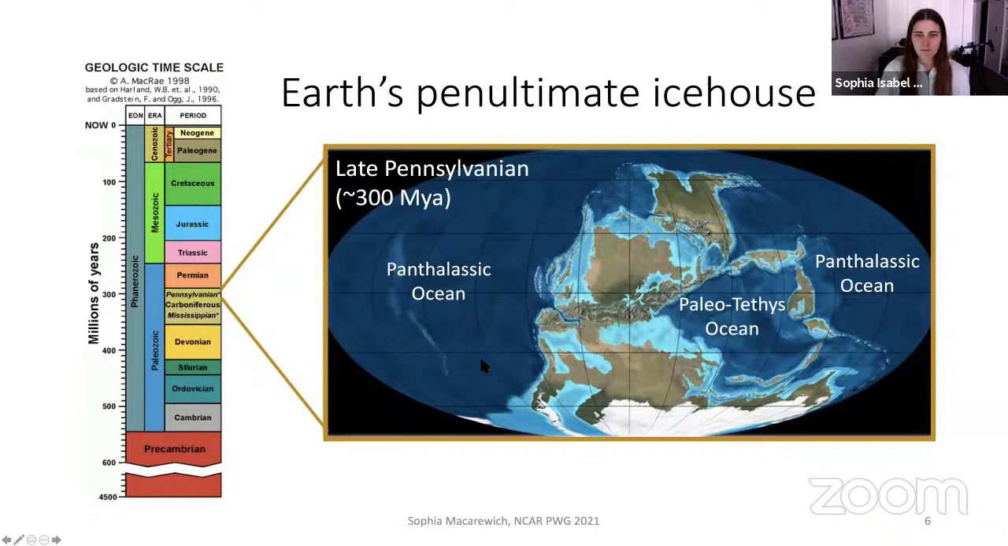Also, the ocean basins look very different during this time. The Panthalassic Ocean covered an entire hemisphere of the Earth. The Paleotethys Ocean is the other ocean basin, which is situated between Euramerica and the China blocks, or Cathaysian Peninsula. And here, NCAR would be on this little tropical island.